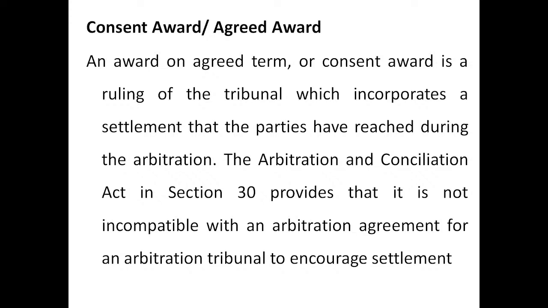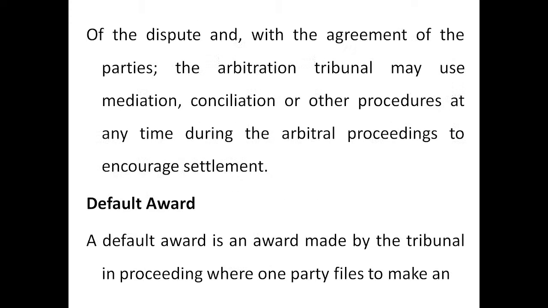The Arbitration and Conciliation Act in Section 30 provides that it is not incompatible with an arbitration agreement for an arbitral tribunal to encourage settlement of the dispute, with the agreement of the parties. The arbitral tribunal may use mediation, conciliation, or other procedures at any time during the arbitral proceedings to encourage settlement. Normally, it discourages the settlement procedure.